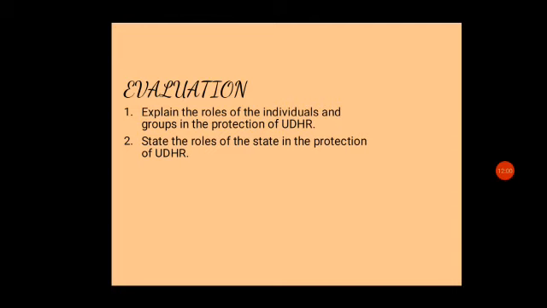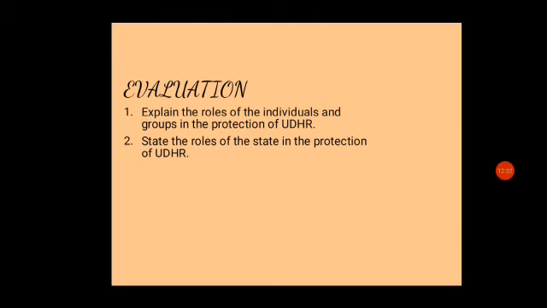Then 2. State the roles of states in the protection of UDHR. What are the roles of government in the protection of UDHR? We said 1. Promotion and protection of human rights. 2. Punishment of offenders. 3. Education and awareness. 4. We have creation of human rights agencies. And then last but not the least, we have securing citizens from harm as a result of exercising their rights.